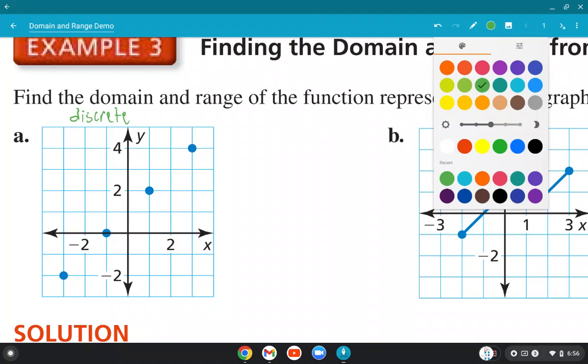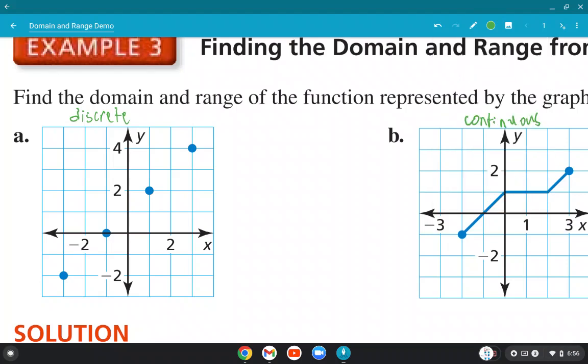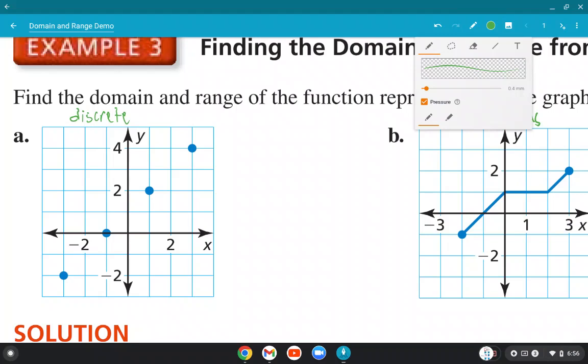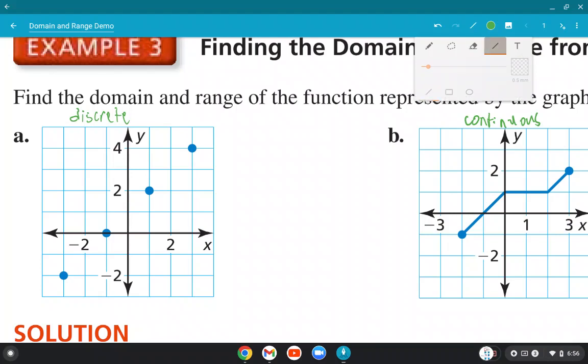So what I have to do is the following. With these discrete functions, in order to find the domain, I have to figure out the coordinates for every point. What I'm trying to do is find the dotted lines. That would have definitely helped me out a lot.